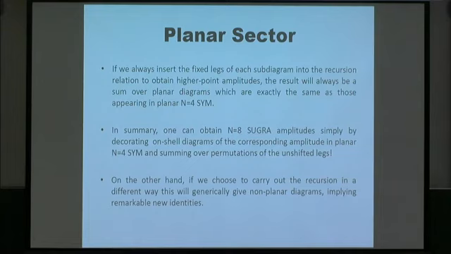And that's a little bit surprising, I think. But on the other hand, if you were to choose to carry out the recursion in a different way, you will generically get non-planar diagrams. And as you go to higher and higher legs, this implies some very non-trivial identities, which could potentially have application, for example, if you want to compute non-planar Yang-Mills amplitudes using on-shell diagrams.